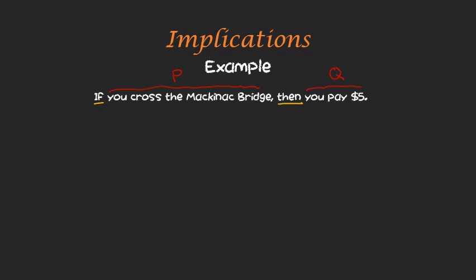Now you might think of you cross the Mackinac Bridge or you pay $5 as open sentences with you being the variable, but in this case I'm going to think of them as statements where the variable for you is you, the listener. So I'll think of you as you, and so it's a particular value there. So I'll think of these as statements. So some terminology that goes along with this is that P, this here, is the hypothesis. And then Q is the conclusion. If P is true, then Q must follow. This is why it's an implication.